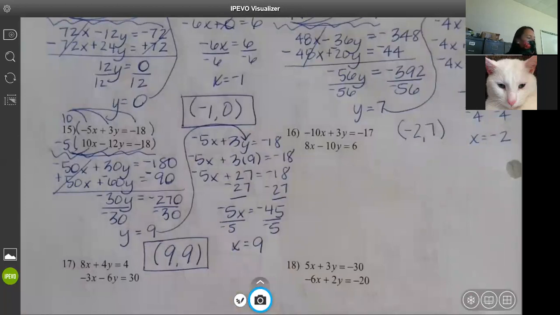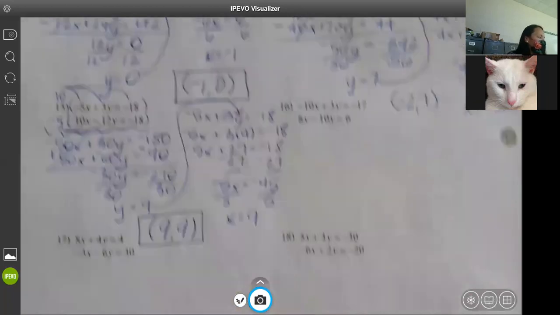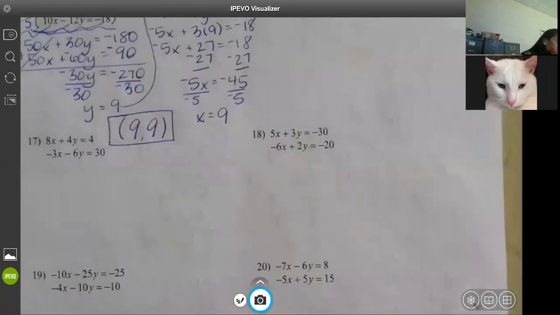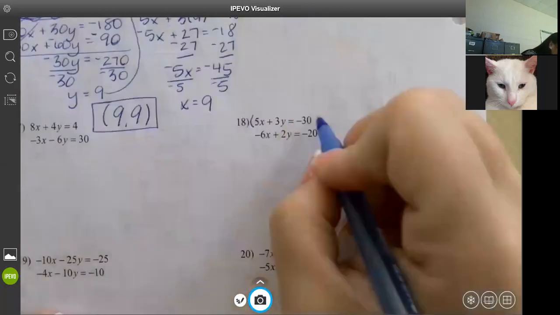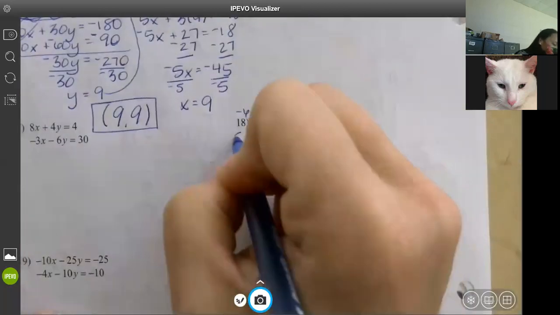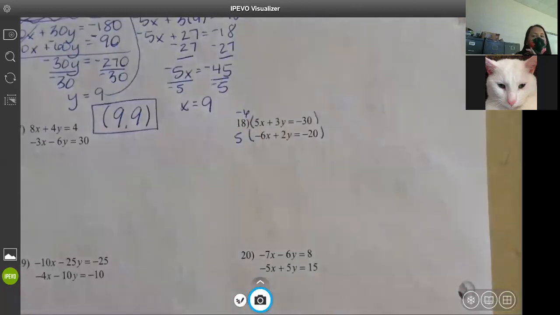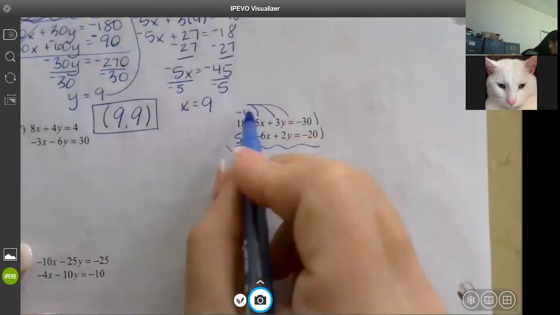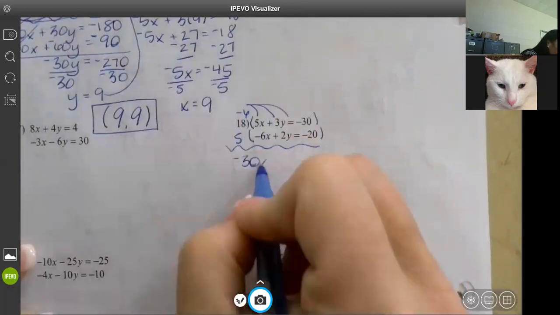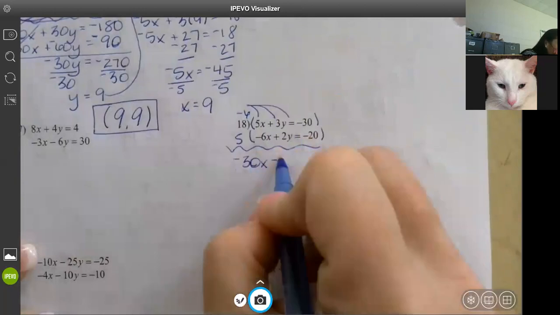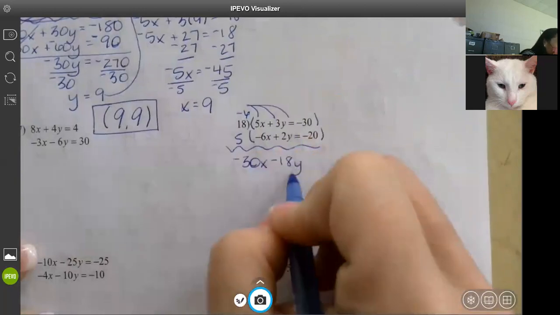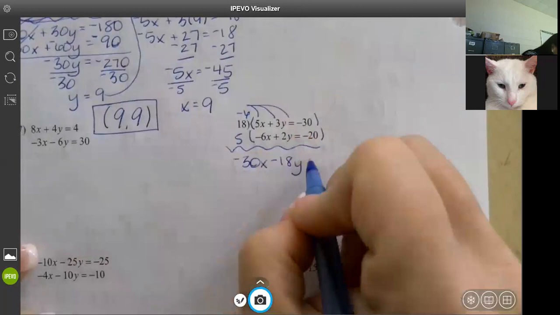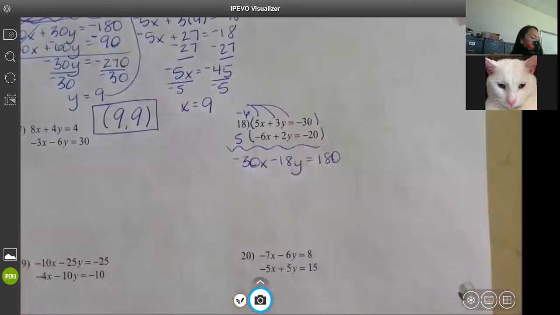We're going to skip down to number 18. I like this one because it has a little bit smaller numbers. Switch your front two. Distribute. Negative 6 times 5 is negative 30x. Negative 6 times 3 is negative 18y. And negative 6 times negative 30 is 180. Again, if you need your calculator for that, please do that.